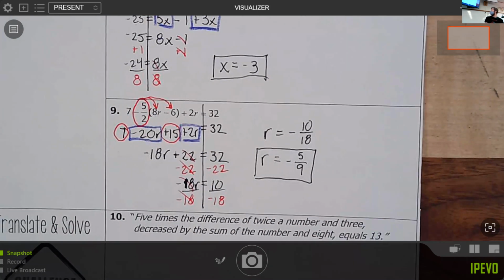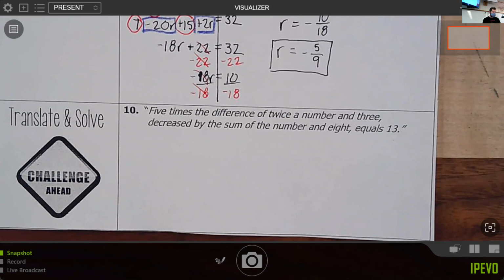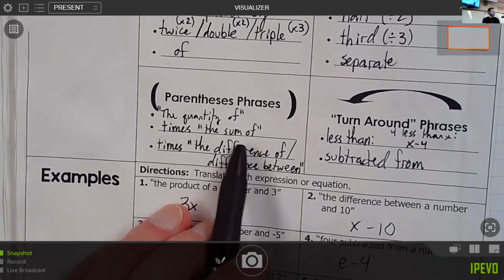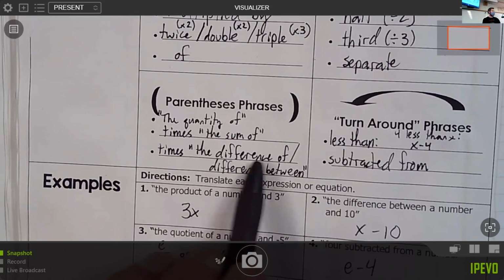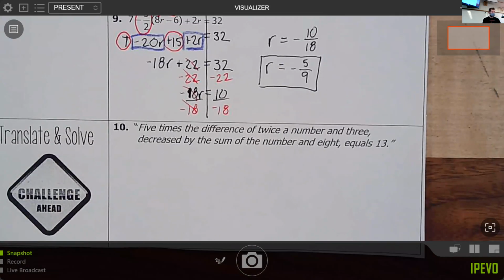All right, last one. Number 10. 5 times the difference of a number and 3 decreased by the sum of a number and 8 equals 13. First thing I want to call out on this one. When you see the words times the difference of, what does that mean? It means parentheses. We took notes on our translation lesson where we had parentheses phrases and turnaround phrases. Parentheses phrases, if you saw the words times the difference of, that means you're going to open up a set of parentheses. On this last one here, we see the words times the difference of.